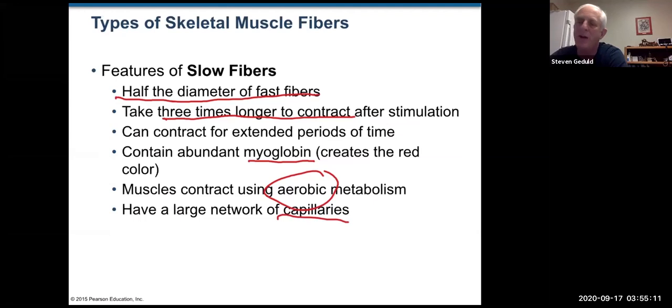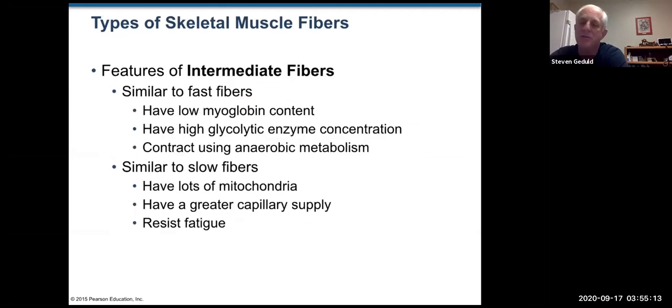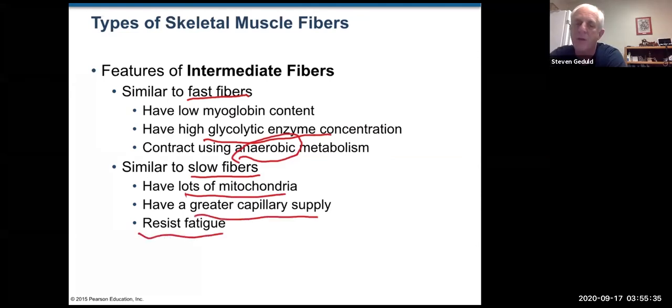Okay? Intermediate fibers are between the two. That's the easiest way to explain it. It has some similarities to fast fibers and some similarities to slow fibers. They have low myoglobin, but a high concentration of glycolytic enzymes. They contract using anaerobic metabolism. Okay? But they're like slow fibers. They have lots of mitochondria. They have a greater blood supply, and they don't fatigue as easily. So they're kind of in between the fast and the slow fibers.